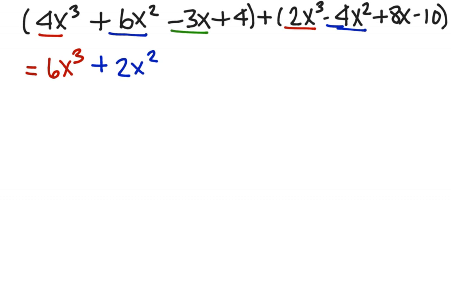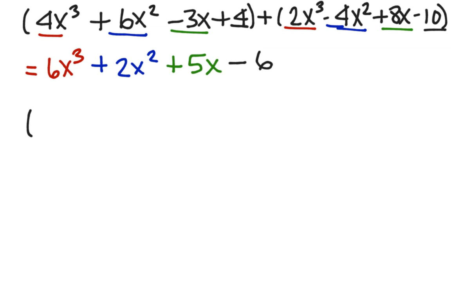Next power down would be x to the first. So I have a negative 3x plus an 8x that I'm going to combine. That's a positive 5x. Once again, I need to have my plus sign. And last but not least, we have the constant terms. We have plus 4 minus a 10. That's a minus 6. So I'm going to double check to make sure I have highest power down, which I do. I've combined all like terms. So my answer is 6x to the third plus 2x squared plus 5x minus 6.